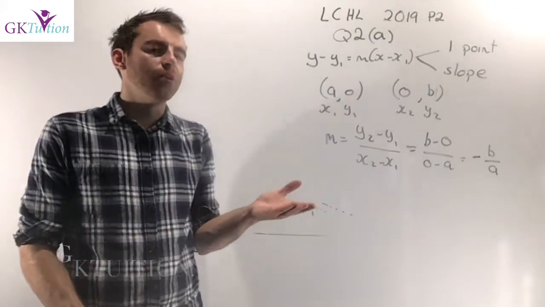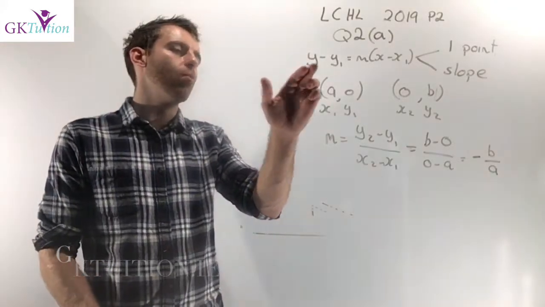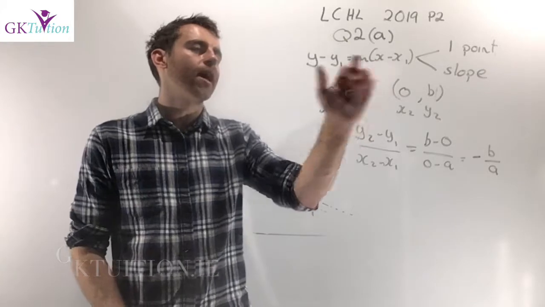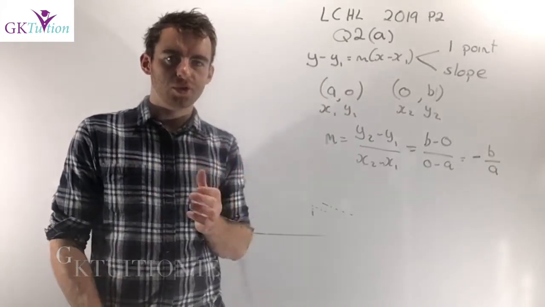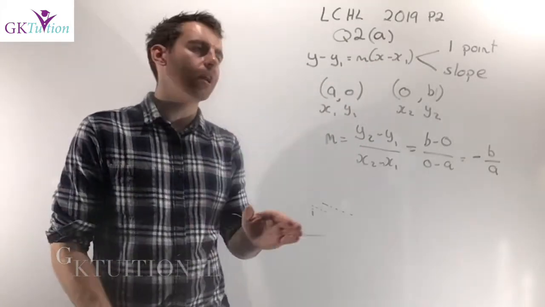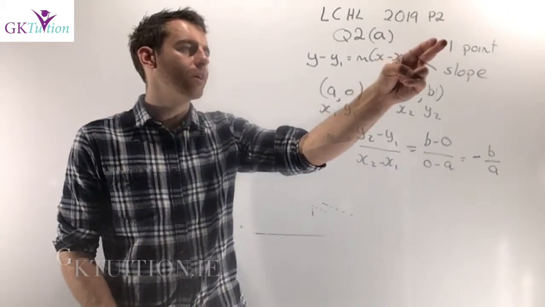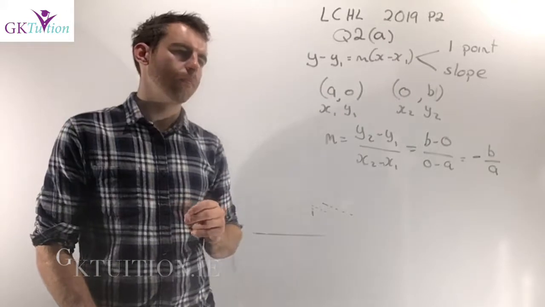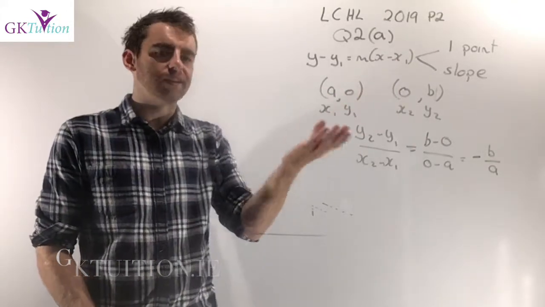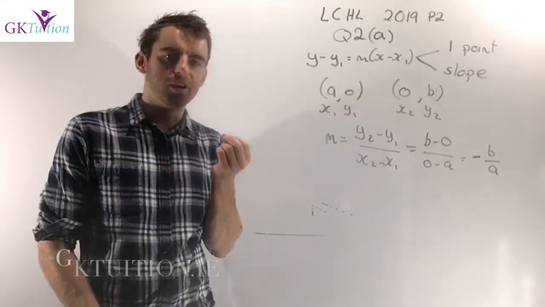Now to find the equation of a line, we're going to use the formula y minus y1 equals m times x minus x1. You should know straight away that in order to use this formula, you need two pieces of information. You need one coordinate or one point, and you need the slope. Now clearly we have points, so that's not an issue. The first thing we need to do is find the slope.